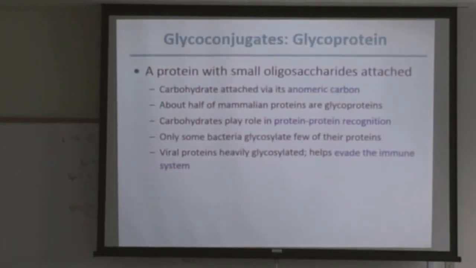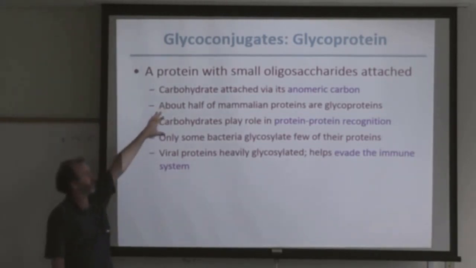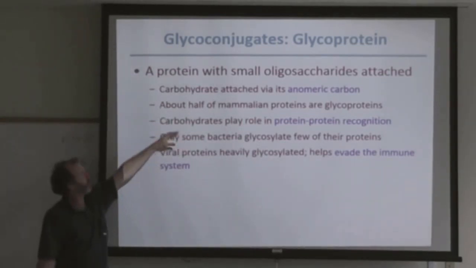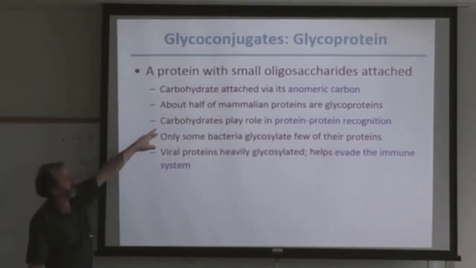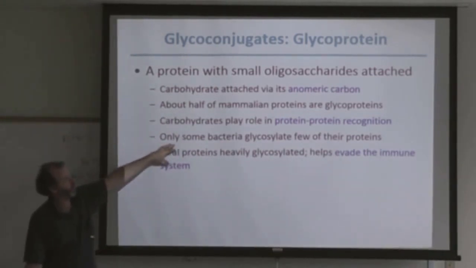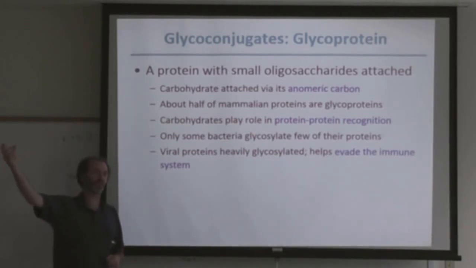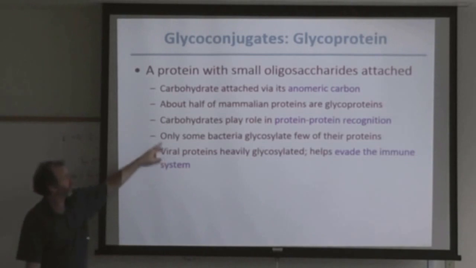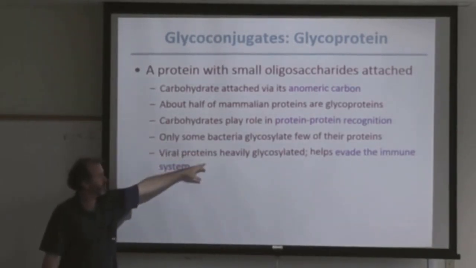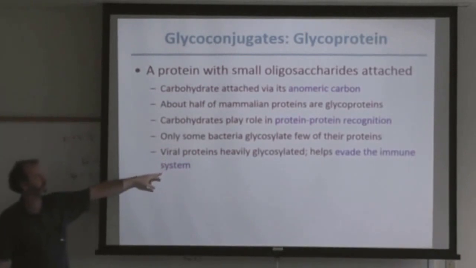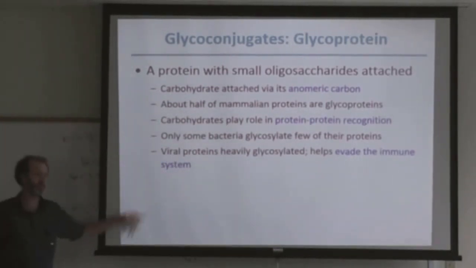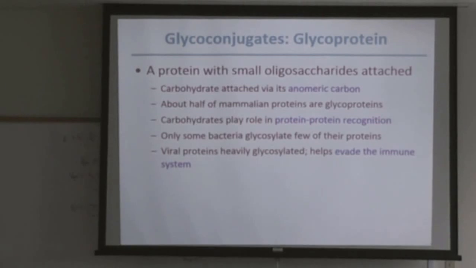Glycoconjugates, like glycoproteins, are a protein with a small oligosaccharide attached. The carbohydrate is going to attach via its anomeric carbon. About 500,000 proteins are glycoproteins. Carbohydrates play a role in protein-protein recognition. Normally your glycoproteins are going to be extracellular or transmembrane proteins with the extracellular domain glycosylated. Only some bacteria glycosylate a few of their proteins. Viral proteins are heavily glycosylated, and this helps them evade the immune system.